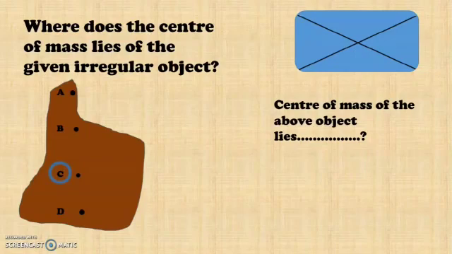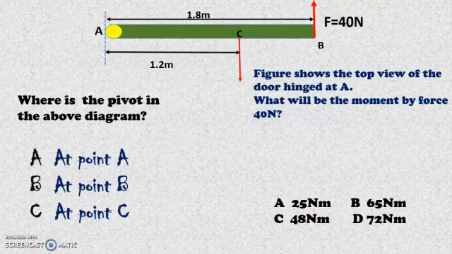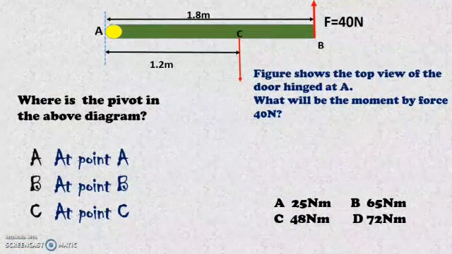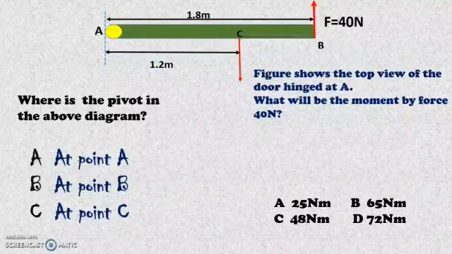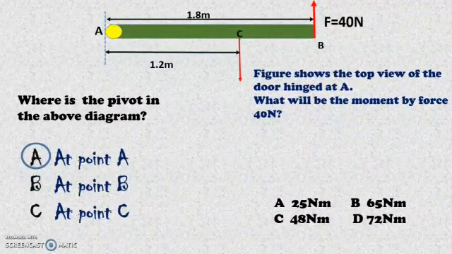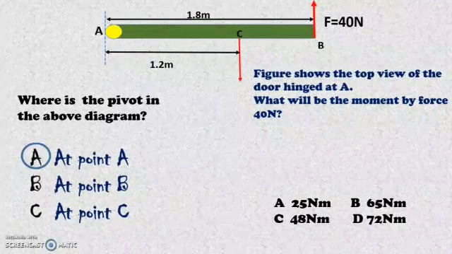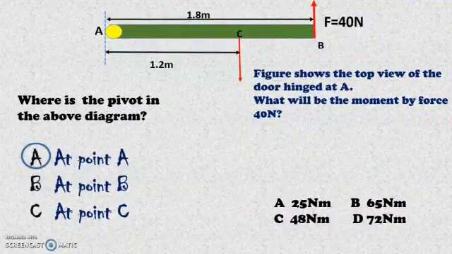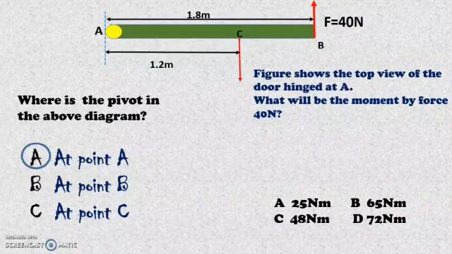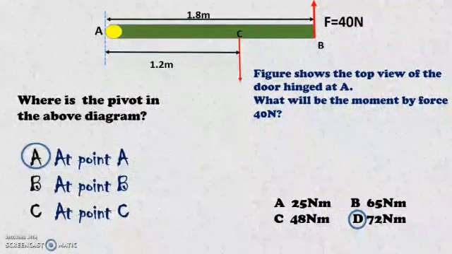Center of the mass of above object lies at the point of intersection of the diagonals. Next we have a figure. Where is the pivot in the above diagram, at point A, at point B or at point C? The correct option is at point A. Figure shows the top view of a door hinge at A, what will be the moment by the force 40 Newton? Force is equal to 40 Newton and distance is 1.8. The correct answer is 72 Newton meter.